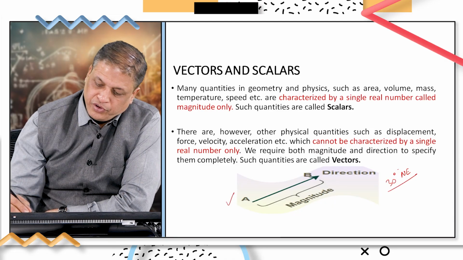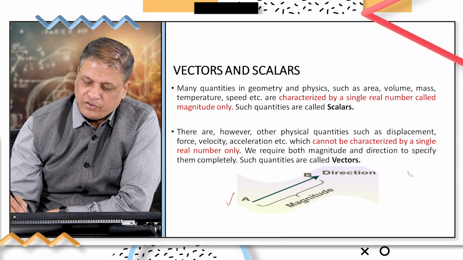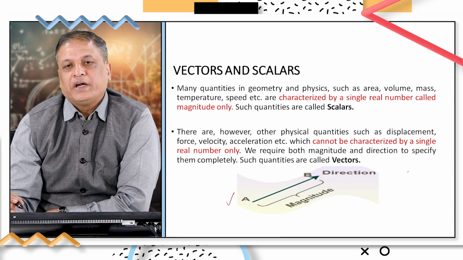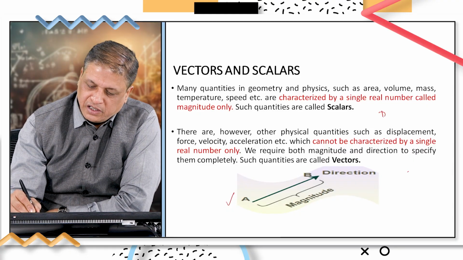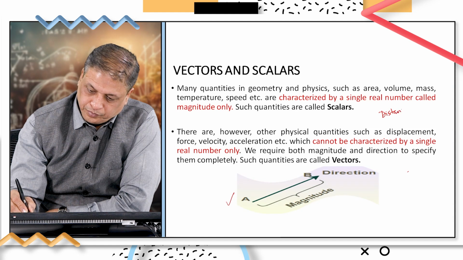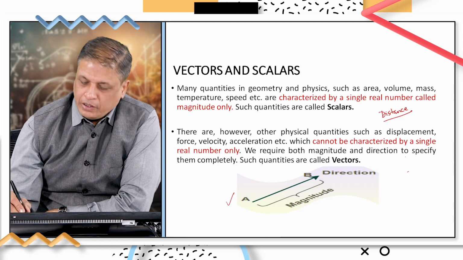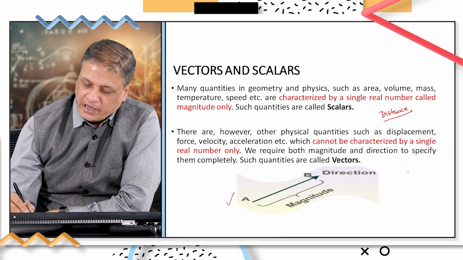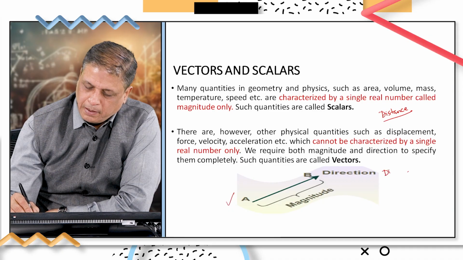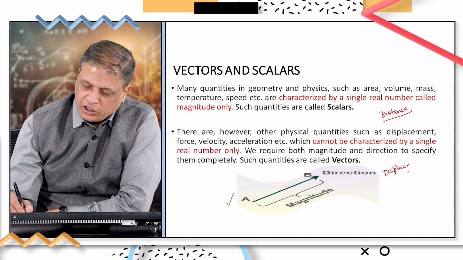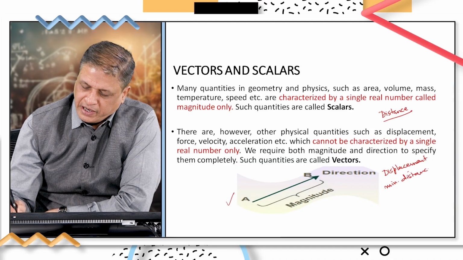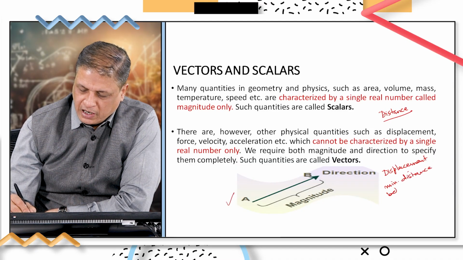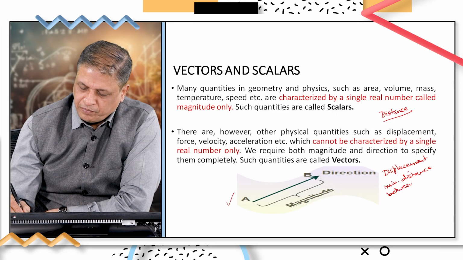So, we have two types of quantities: a vector quantity and a scalar quantity. The scalar quantity carries only the magnitude part, and distance is a scalar quantity. Whereas vector quantities require both magnitude and direction, and the simplest example is displacement. Now, displacement, as I already said, is the minimum distance between the starting and ending point.